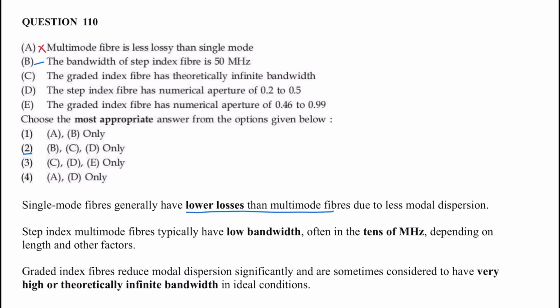Statement C, the graded index fiber has theoretically infinite bandwidth. It is correct. The graded index fiber reduces modal dispersion significantly and is sometimes considered to have very high or theoretically infinite bandwidth in ideal conditions. Statement D, the step index fiber has numerical aperture of 0.2 to 0.5. Statement E, the numerical aperture of graded index fiber lies between 0.46 to 0.99. Statement E is incorrect. Therefore, correct answer is option 2. B, C, D statements are correct.